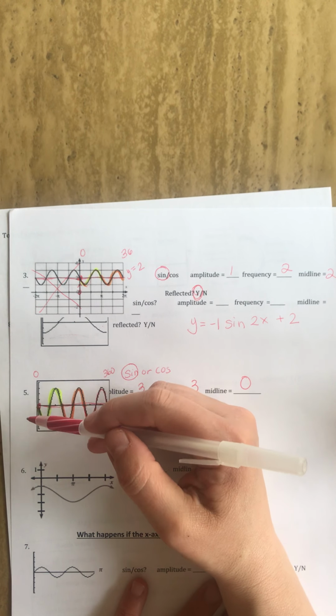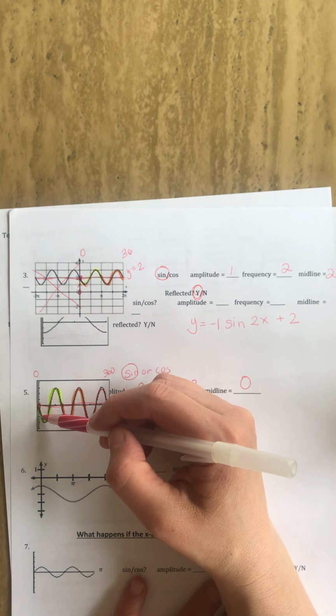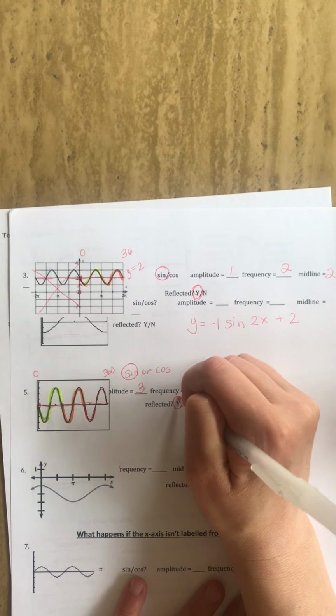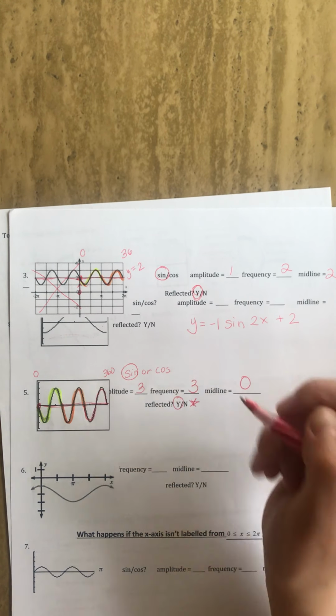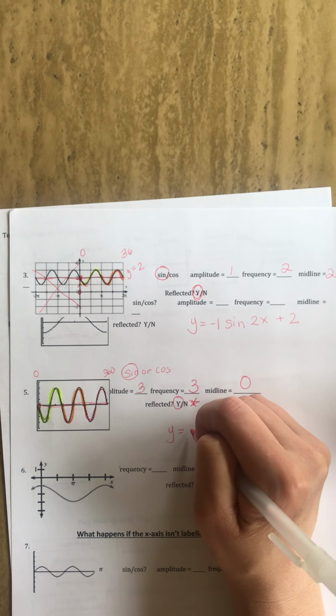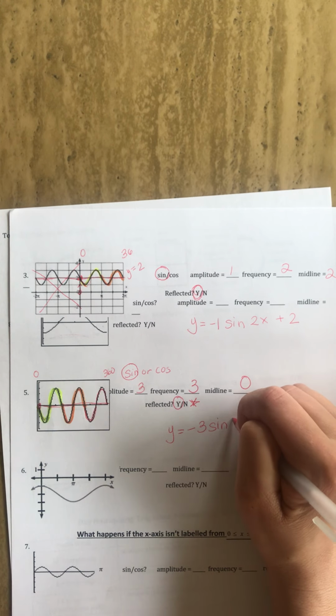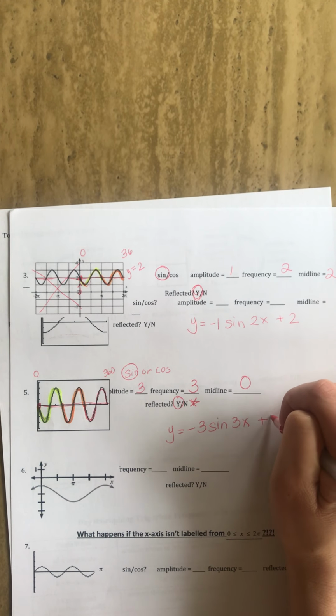Was it reflected? Yes, because again, that sine curve went in the direction down. So you say yes, it was reflected, which means that you're going to be adding that negative. So you have y is equal to -3 sine 3x plus 0.